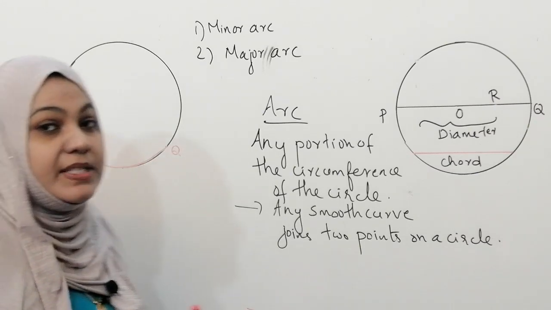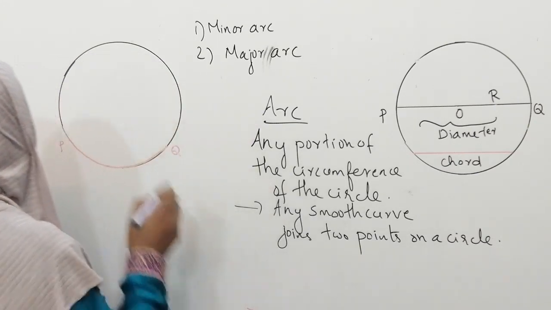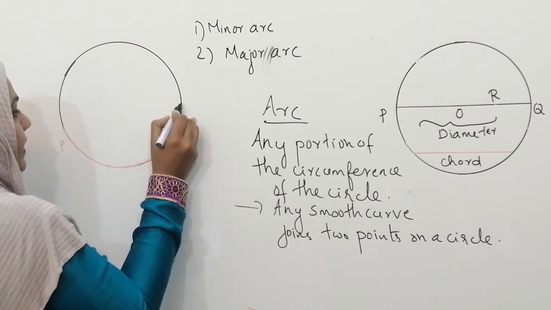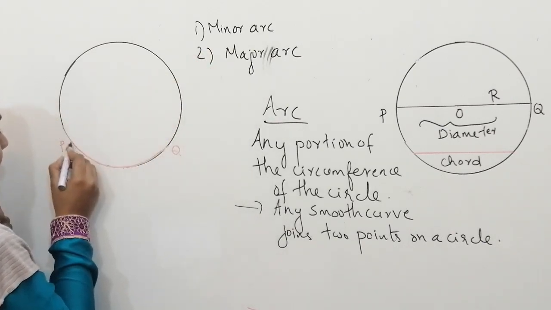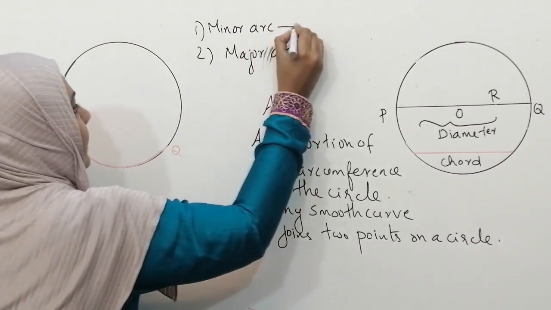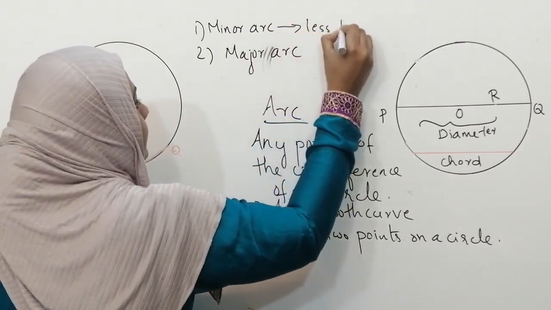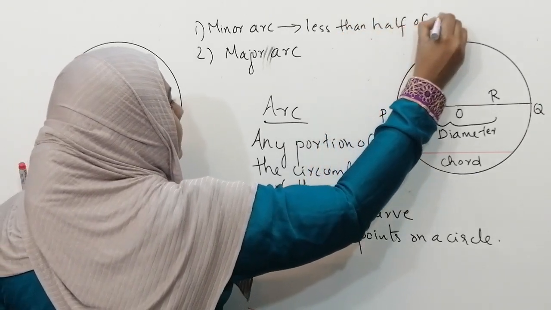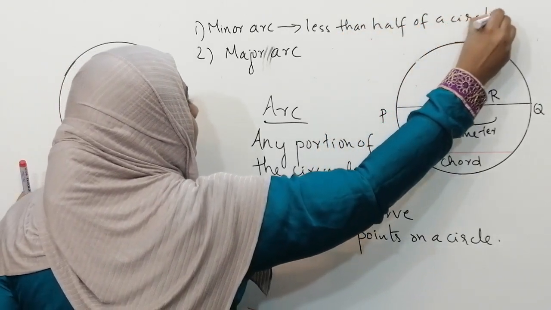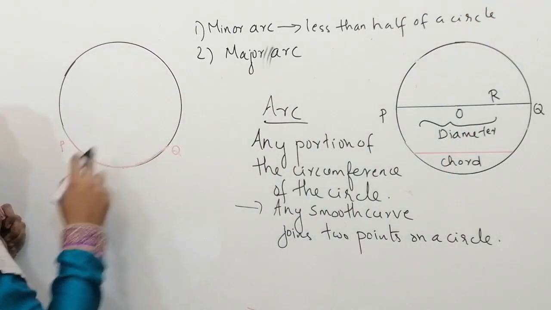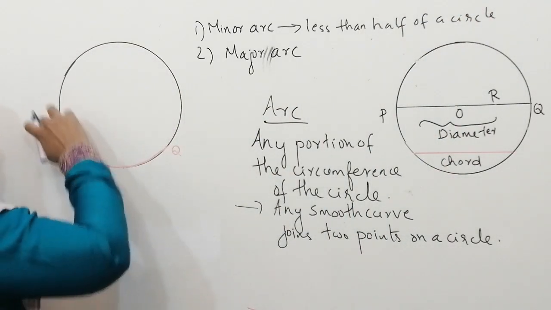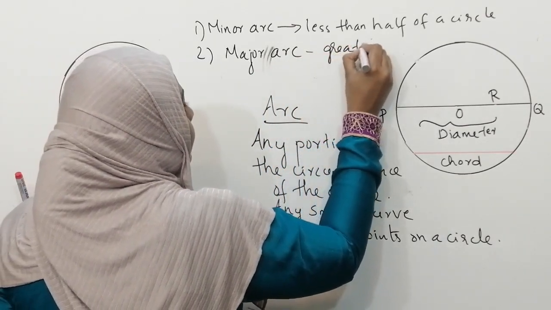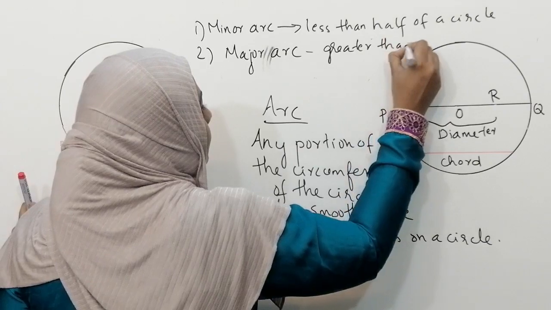Minor arc means which is less than half of a circle. Here you can see this is the exact half of the circle. So minor arc means less than half of a circle. So this PQ is called minor arc. Major arc means greater than half of a circle.